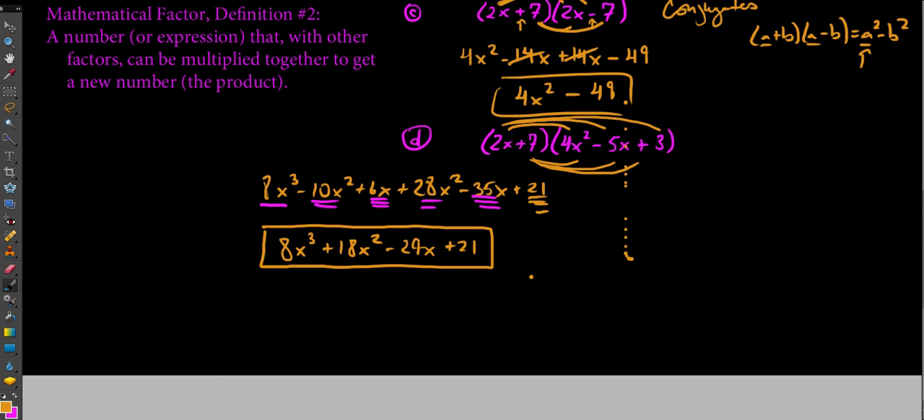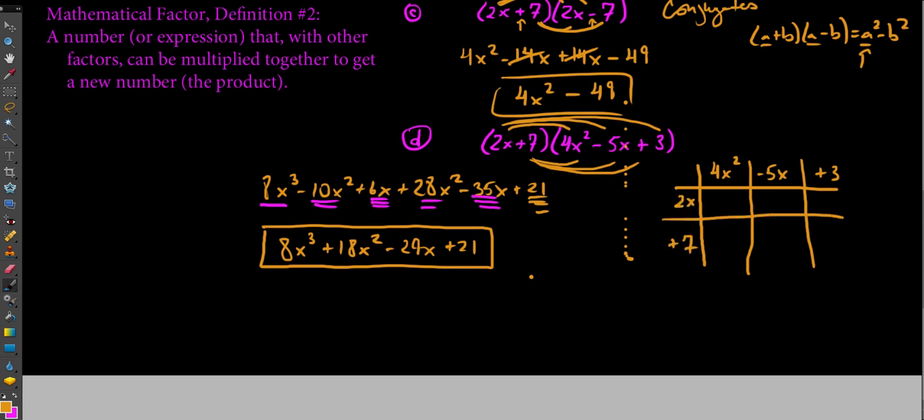The last way I want to take a look at this last one is just anytime you take a binomial times a trinomial or higher, like a trinomial times a trinomial, or just big polynomials, it's often a good method to organize this into a table or matrix. And so I tend to put the longer of the two polynomials up top here, 4x squared minus 5x plus 3, and I kind of spread them out here because I'm going to make some columns. And then on the left column here, I'm going to put the 2x and the plus 7, and this kind of makes our matrix.